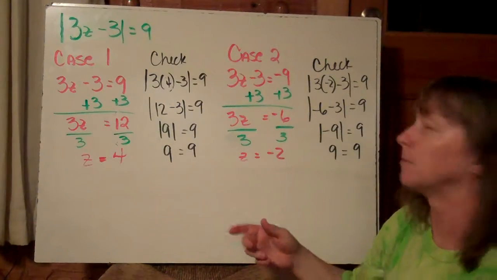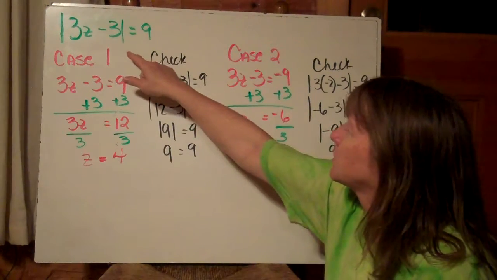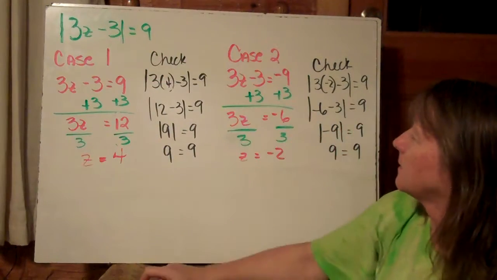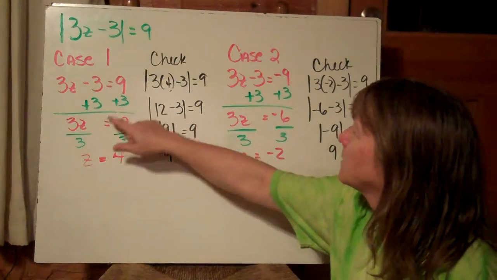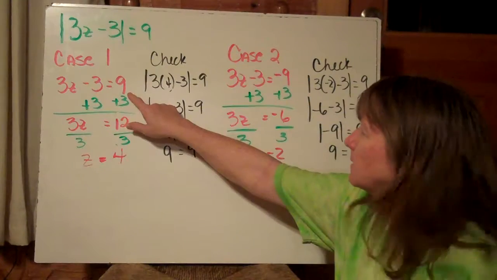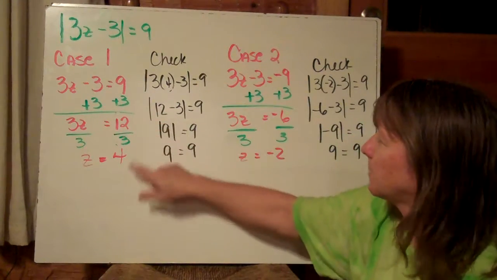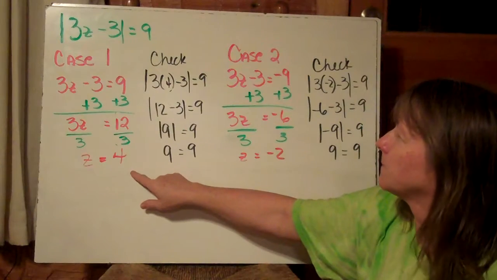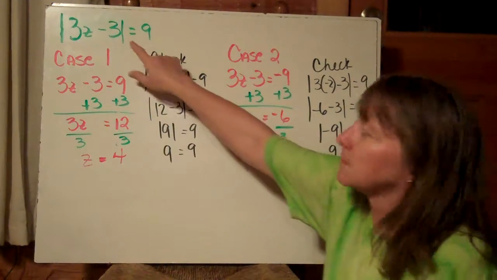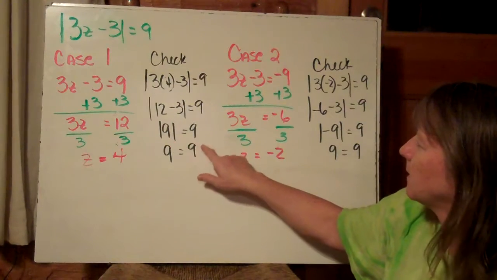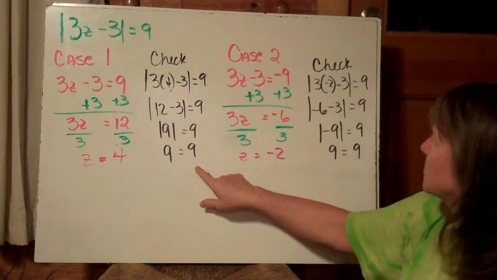Let's look at this problem. 3z minus 3, which is inside the absolute value symbols, equals 9. So we have to set it up first so that it equals 9. Subtract 3, divide, we're used to the multi-step now, and z equals 4. If I plug it back into this original equation, you see I get the absolute value of 9 equals 9. So it's 9 equals 9.